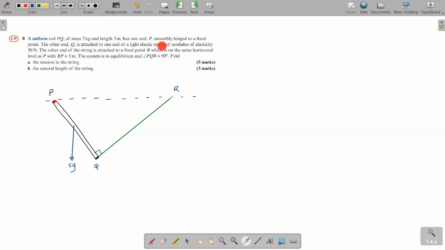P is smoothly hinged to a fixed point. So this uniform rod is smoothly hinged. You need to remember when it's hinged, you mark two normal reactions. Whenever they say that the rod is hinged, even in M2, you mark two normal reactions, and you can mark them in any two directions as long as the two normal reactions are perpendicular to each other.